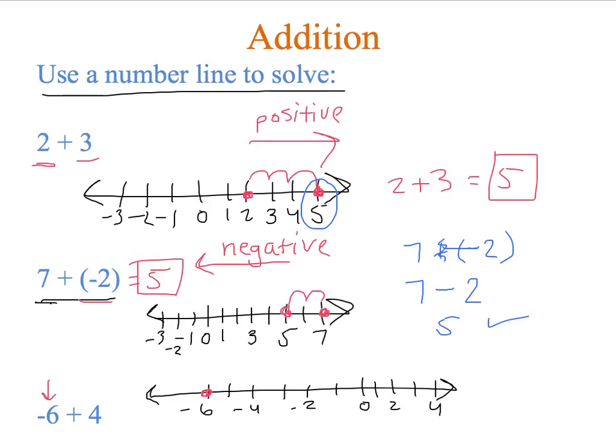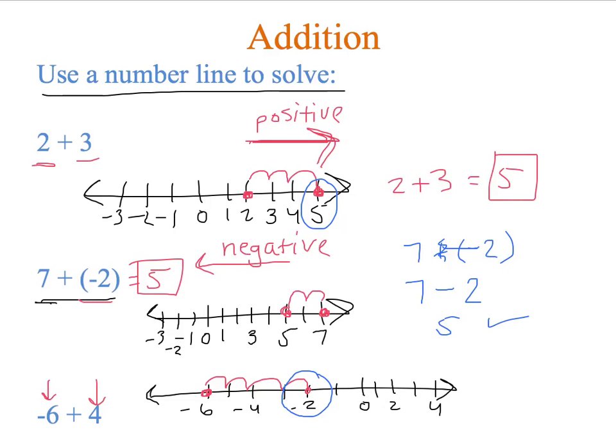Our second number is positive 4. So remember up here, we said positive goes to the right. So that's the same in this problem as well. So if it's positive 4, we're going to go to the right 4. So we go 1, 2, 3, 4, and stop on -2. So here, -2 is our answer.